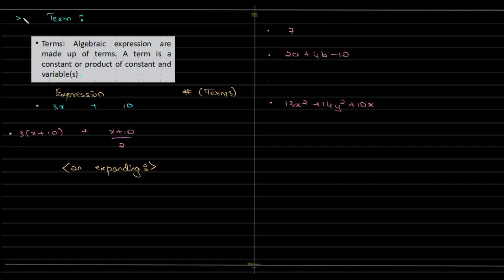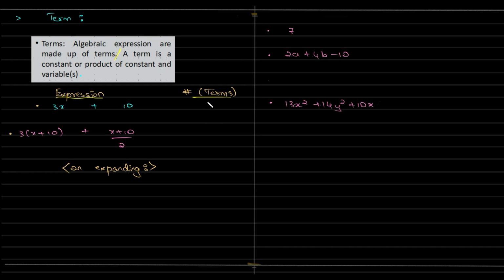So the next thing is to understand what is a term. Algebraic expressions are made up of terms. So what are they? A term is a constant or a product of a constant and variable or variables. Here we have a set of expressions, and let's determine the number of terms, and in some cases we can also write down what the terms are.